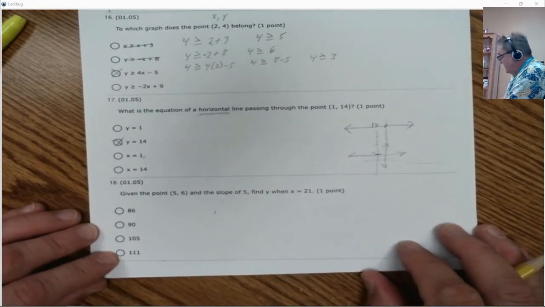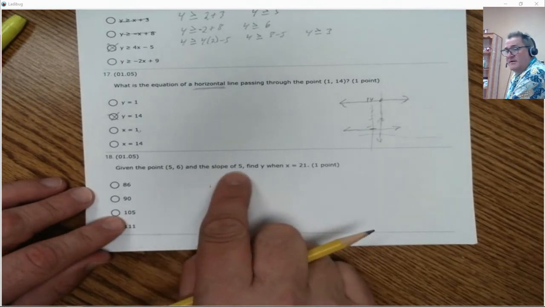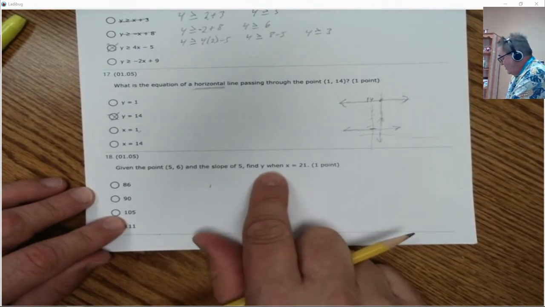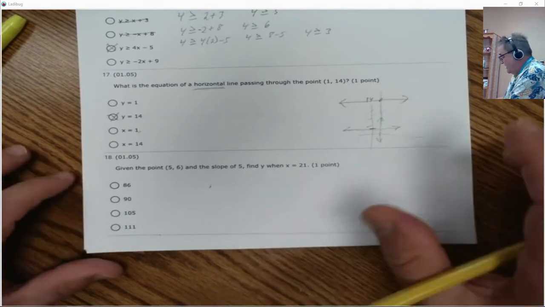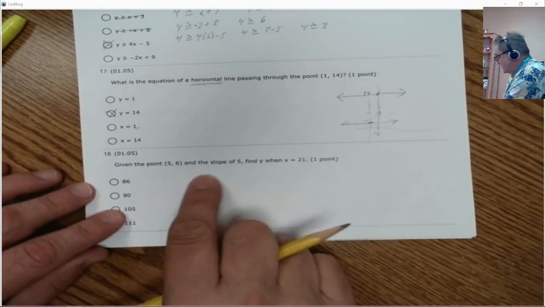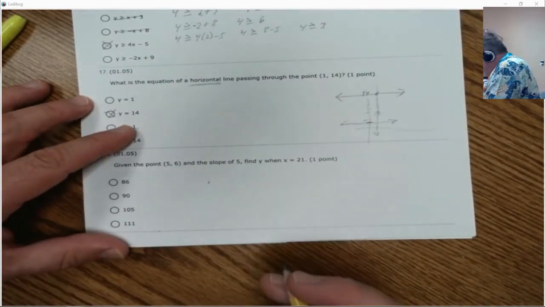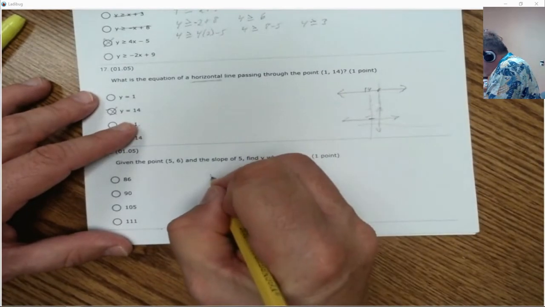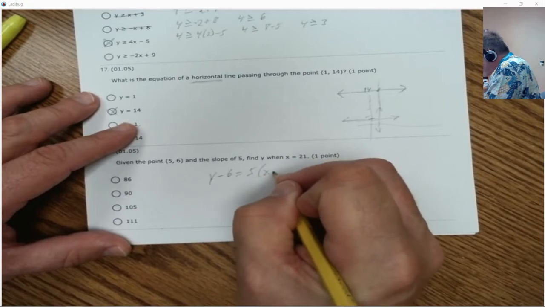Given the point (5, 6) and the slope of 5, find y when x equals 21. Okay, so we need an equation. If we have this point and slope, we can use the point-slope format, right? So it'll be y minus 6 equals 5 times (x minus 5), right?